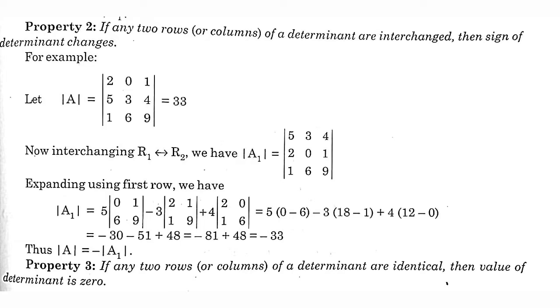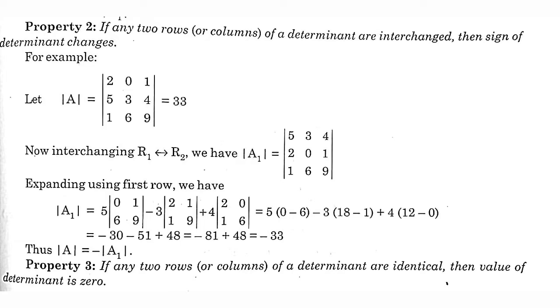The next property is if any two rows of a determinant are interchanged, the sign of the determinant changes. What is it, students? If any two rows or columns of a determinant are interchanged, the sign of the determinant will be changed. It means the sign will be negative. If you are getting the value 33 by expanding, then by interchanging two rows or columns we get minus 33.